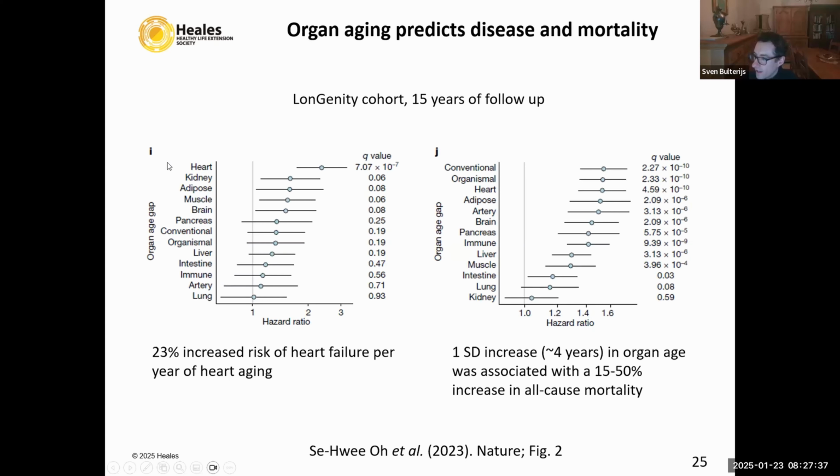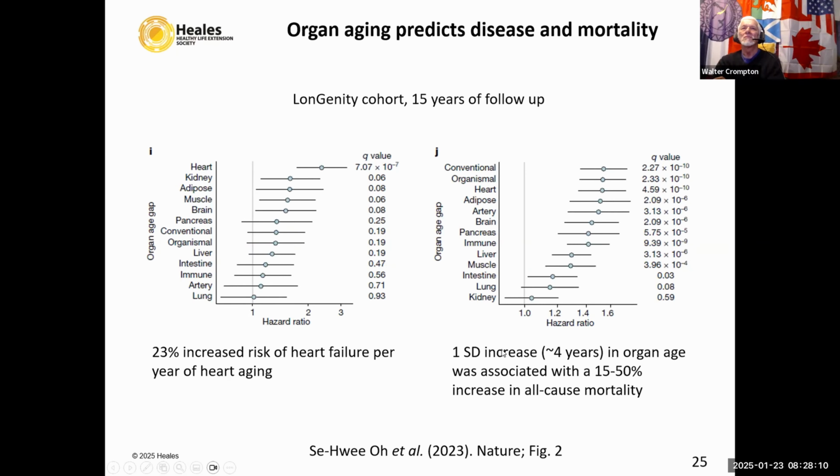Yeah, so here in this slide, you can see the organ age gaps, and here the risk for heart failure, and very obviously heart failure with heart aging, but also some other organs, where they show that if you have older age in that organ, you have a higher risk of heart failure. And for heart aging, this is actually a 23% increase for every year of heart aging.